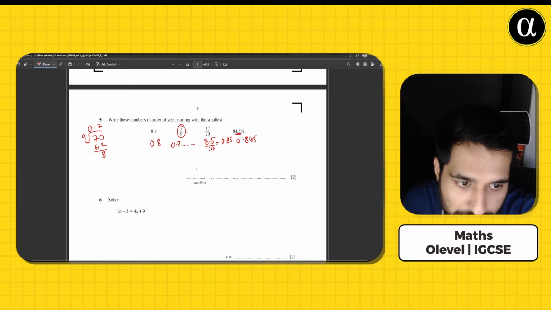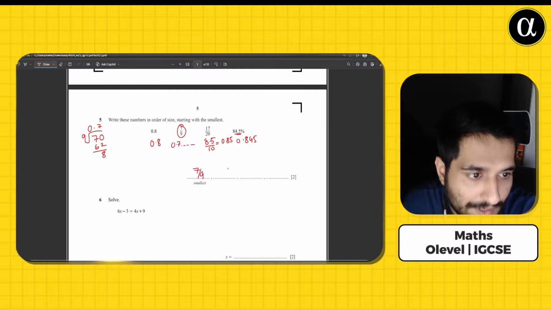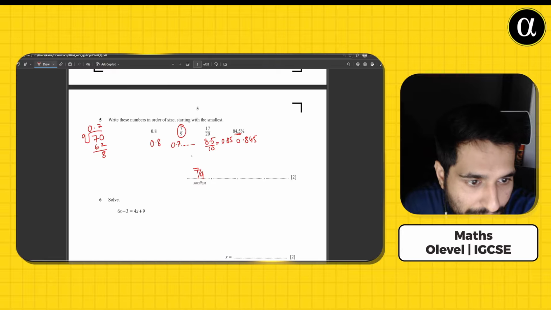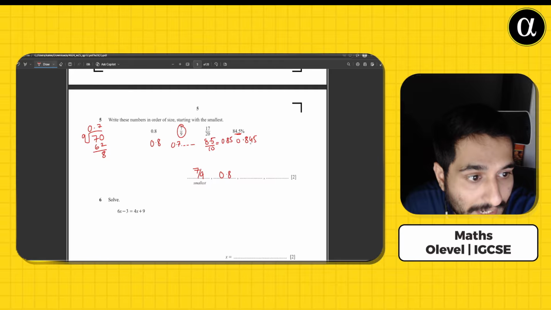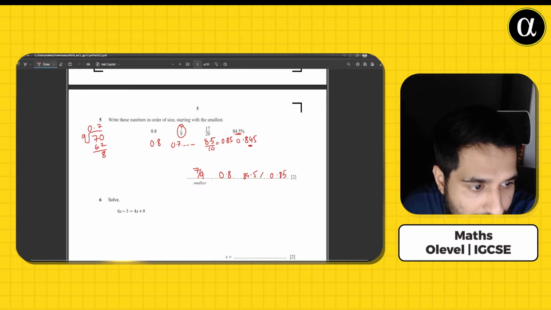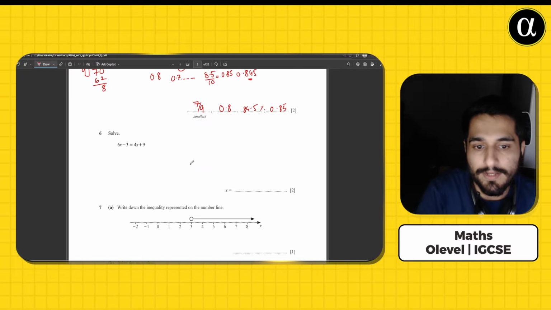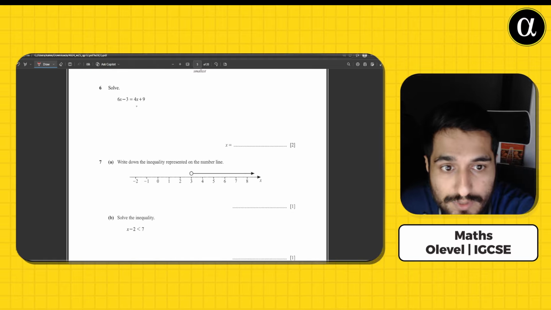So what is the smallest number? It's obviously 0.7 in terms of decimal, so we say 7 over 9. The next smaller number is going to be 0.8 itself. Write it in the actual form that the examiner has given. The next smaller number is going to be 0.84, so we're going to say 84.5 percent, and the last one is going to be 0.85, with a percentage sign, all right? Now the next question states that we're supposed to solve 6x minus 3 equals 4x plus 9.